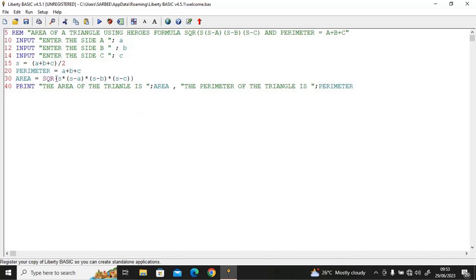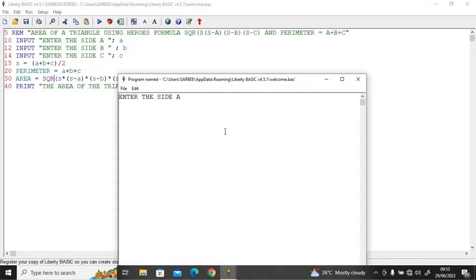Because square root of everything, this is an inbuilt function. You don't need times in between unless you are multiplying something outside. So you don't need times. So let's run this. Let's say the side A, let's say you are giving 5, 6, 7. So 5, 6, 7, that should give us 18. 18 divided by 2, that is 9.